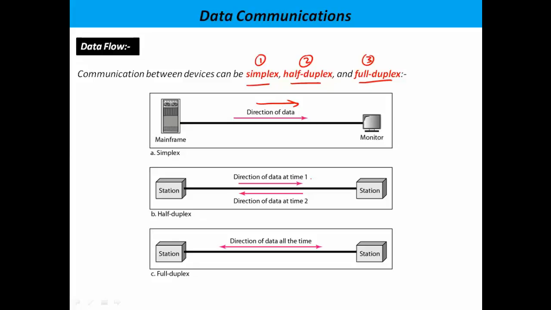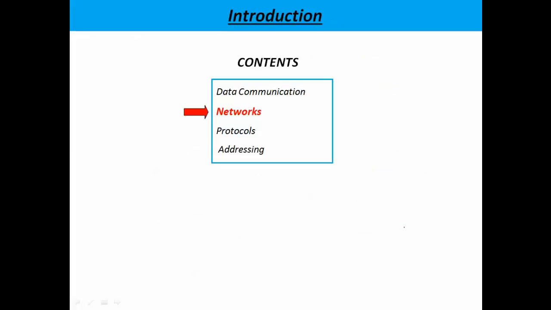Whereas in case of half duplex, it can go on both sides, but only one at a time. Either it's from sender to destination, or it's from destination to source. Whereas when you go for full duplex, it can happen in both directions and at all times. Fine, yes. Let's proceed to the networks.